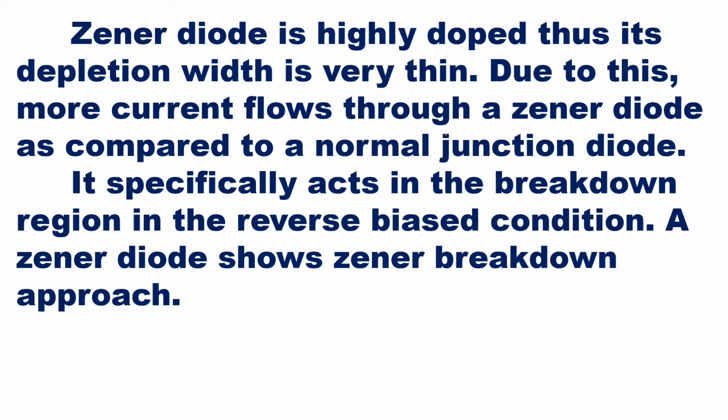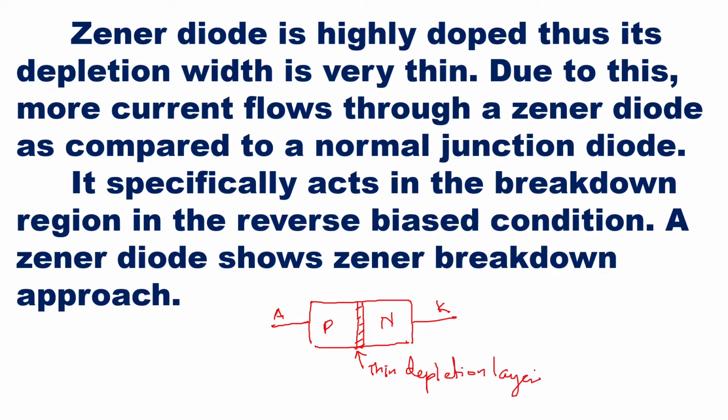So if you see the structure here, if you draw P and N type of junction, this is P and N type of junction. So here you can see this is P type of material, this is N type of material, this is your anode, and this is your cathode. So here the junction will have a very small layer, means very thin depletion width. So here the depletion width of the junction will be very thin. So here you can see it will be very thin depletion layer, because it is heavily doped. You have a thin depletion layer as compared to the normal diode.